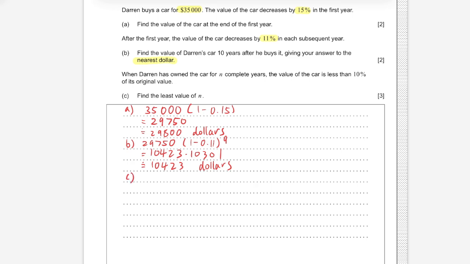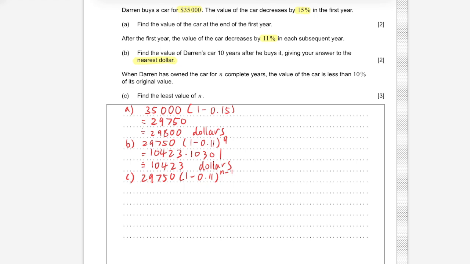Part C. So then for part C, we would use a similar equation to part B, where we take 29,750 times 1 minus 0.11 to the exponent of n minus 1. And this n minus 1 is because for the first year after owning the car, the rate of decrease is 15%, while for the consecutive years, it is 11%. And so we'd have to add the extra year.